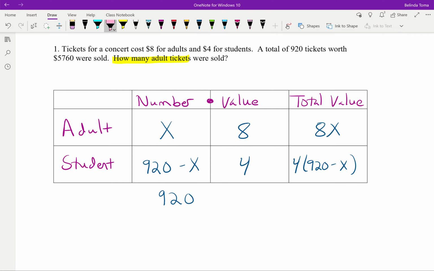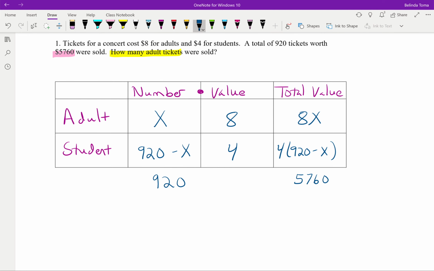Now again, here it said that the tickets were worth $5,760. So that's going to be our total value of adult and student tickets. So what we're going to do is we're going to say our value of adult tickets plus our value of student tickets is equal to our total value. And our equation will look like this: 8x plus 4 times the quantity of 920 minus x is equal to $5,760. So if we were to solve that, which I'm actually not going to do here in this video, we would end up getting that x is equal to 520.